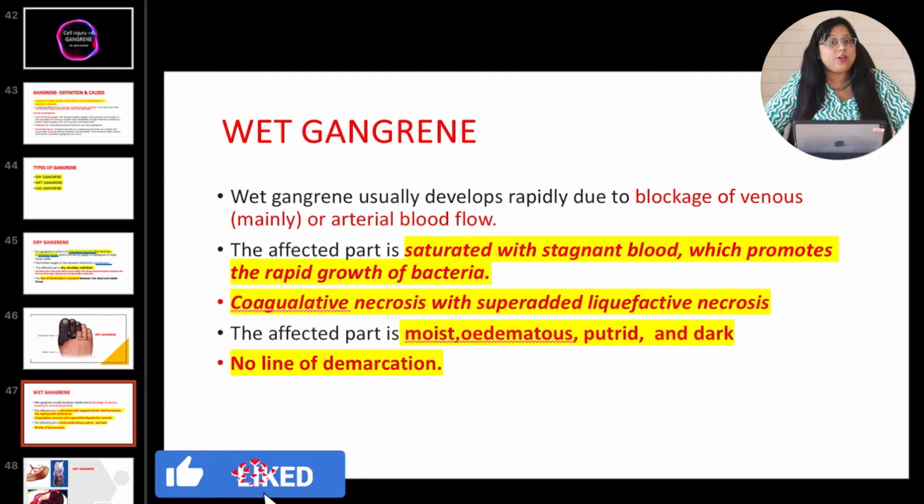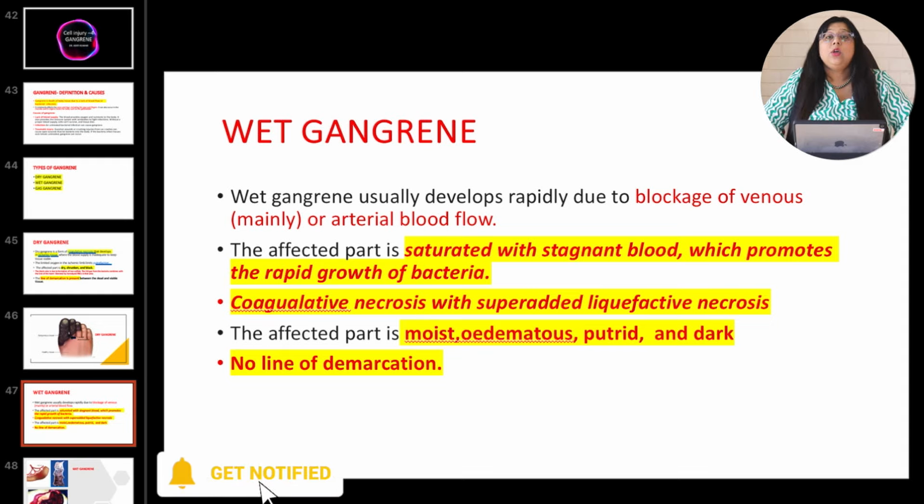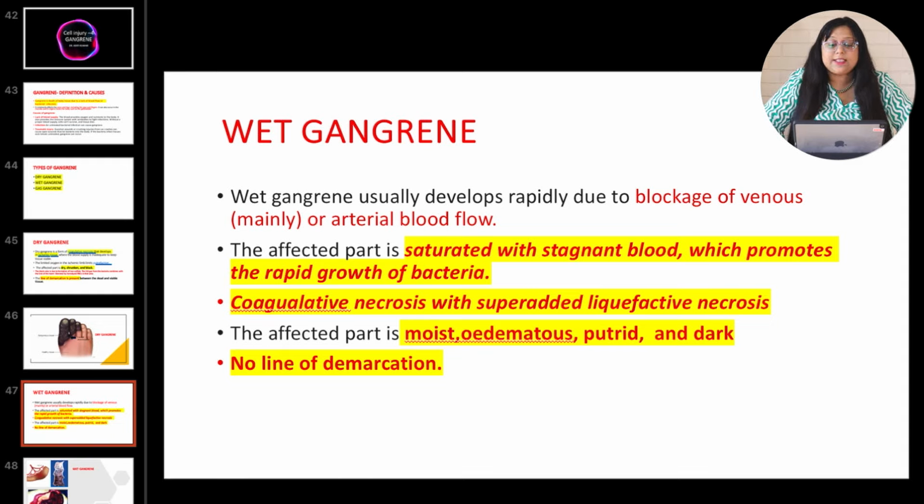And when there is rapid growth of bacteria, what will happen? On the coagulative necrosis, there will be superadded liquefactive necrosis, which gives rise to a moist, edematous, putrid, dark appearance. So always remember, in wet gangrene, the affected part will be moist due to liquefaction, edematous, putrid, and dark. And there will be no line of demarcation. The line of demarcation is seen in dry gangrene, not in wet gangrene.